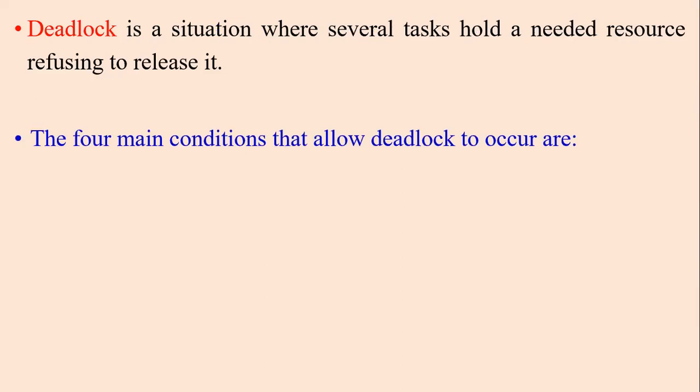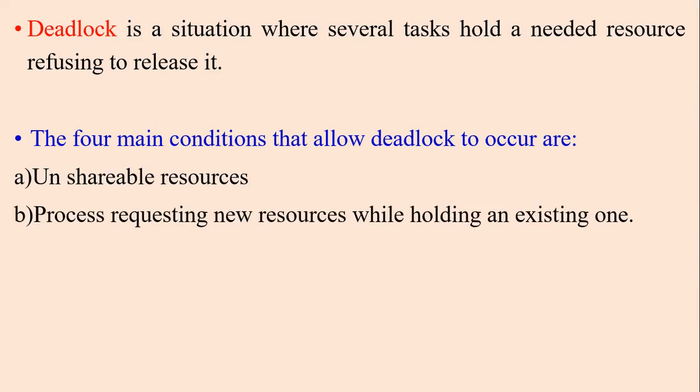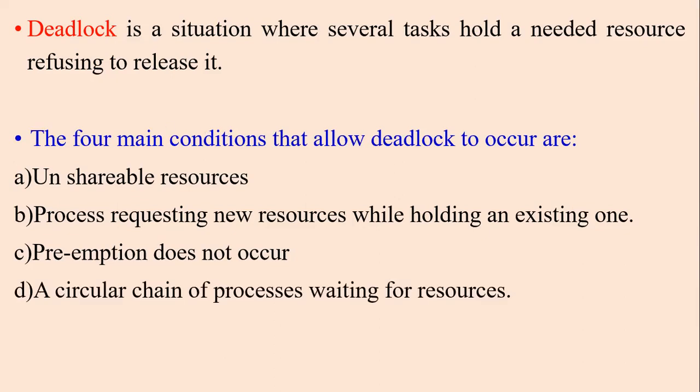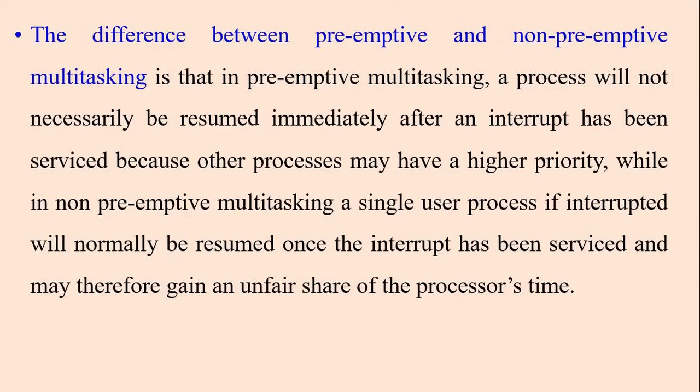What are the main conditions that allow deadlock to occur? Number one is unshareable resources. Number two is processes requesting new resources while holding an existing resource. Number three is a situation where preemption does not occur. And number four is existence of a circular chain of processes waiting for resources.